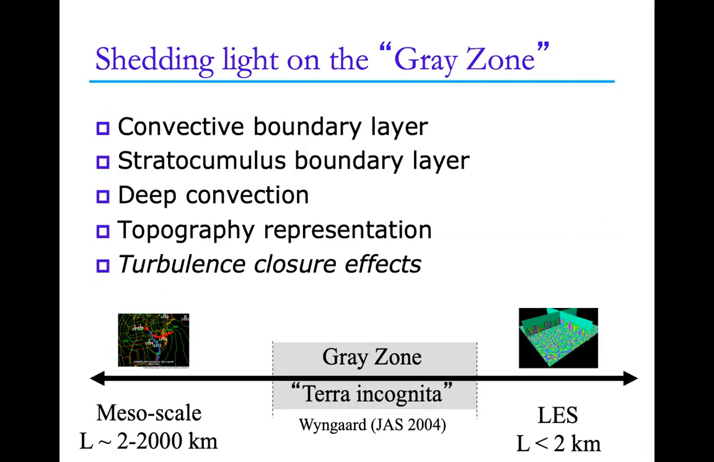Okay, so I hope that some of this has shed some light on the gray zone. I've showed you some examples of convective boundary layer simulations to assess how do we know when we're in the gray zone, how well do the models do in the gray zone. We showed some examples of the stratocumulus capped boundary layer, a brief example of deep convection, and then talked about topography and the gray zone that it encounters. One common theme is that the turbulence closure models do really matter.